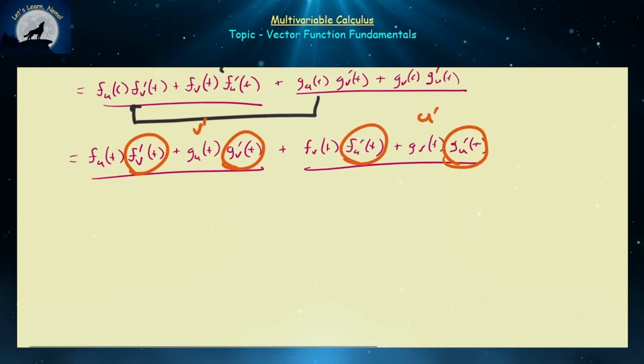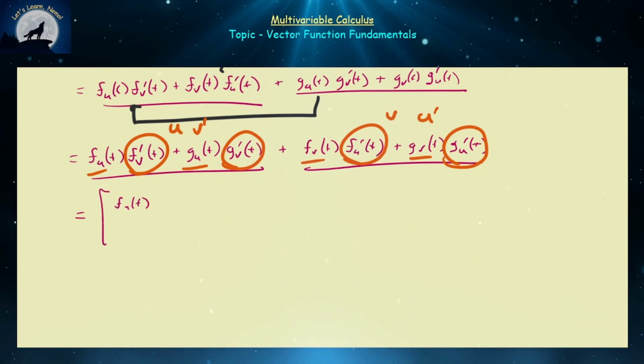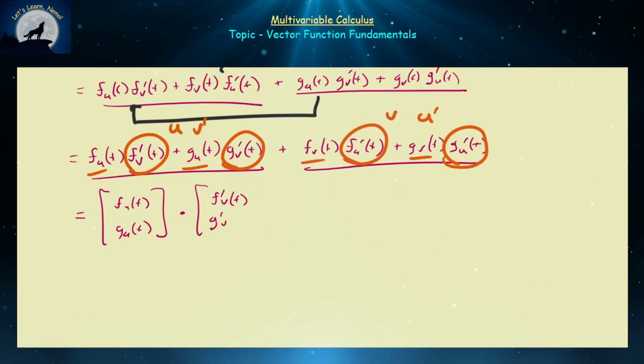So notice that this is just equal to fu and gu, that's just u, and notice I have fv and gv, that's just v. So I can write this as the dot product of fu(t), gu(t), dot product with fv prime and gv prime.